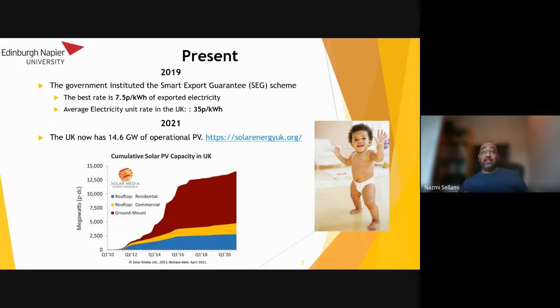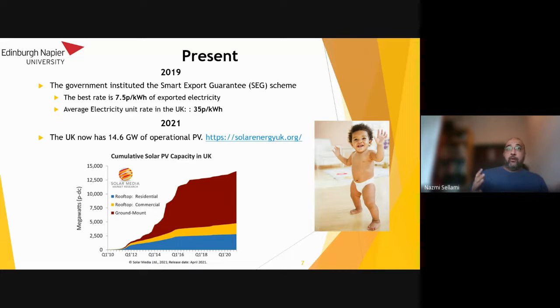The best rate you can get now in the UK is around 7.5 pence per kilowatt hour. If you compare it to the current average electricity price in the UK, it's around 35 pence per kilowatt hour. It's around a fifth. So if you are selling the electricity you are generating, you only get a fifth of what you would save if you consumed it.